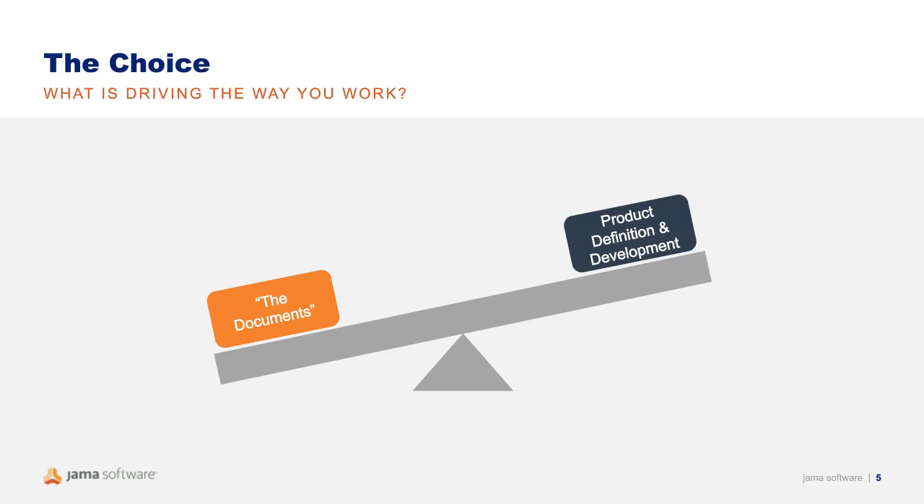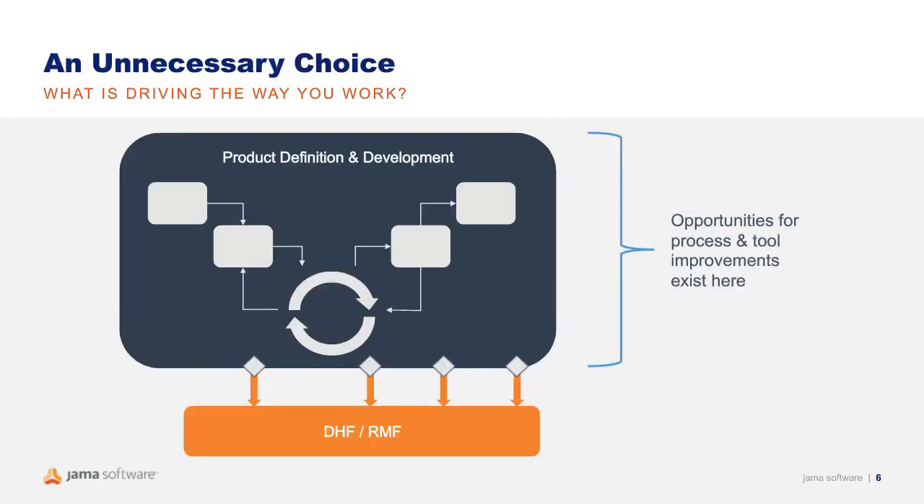And our assertion here at Jama is that having to prioritize the documentation needs over the product definition and development process and tools is really unnecessary. In fact, many times what feels like a prioritization of the documents over all else is really just a symptom of using documentation tools like Word or Excel to manage product development activities. And we see this a lot.